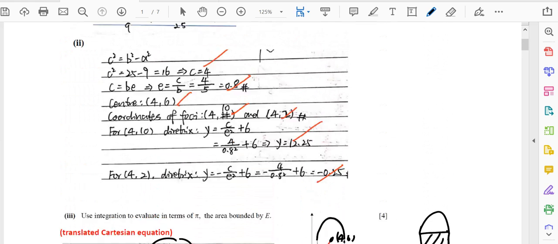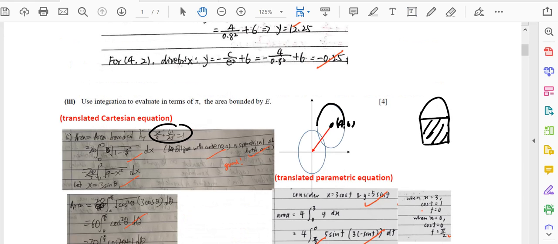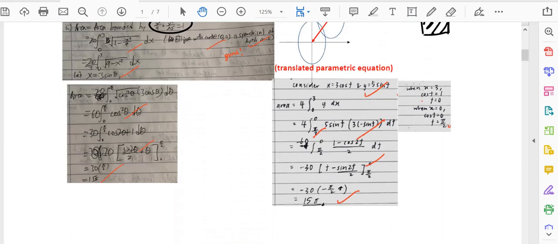That means you strip the 4 and the 6 off this parametric equation, so it would be one that is centered at the origin. And then you do a substitution using the parametric equation. That saves you the hassle of coming up with a substitution of x equals 3 sine theta or 3 cos theta. That way you will also end up with 15 pi.